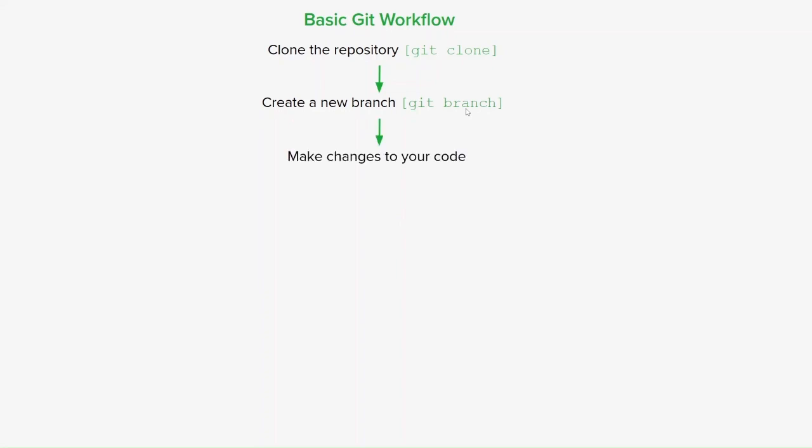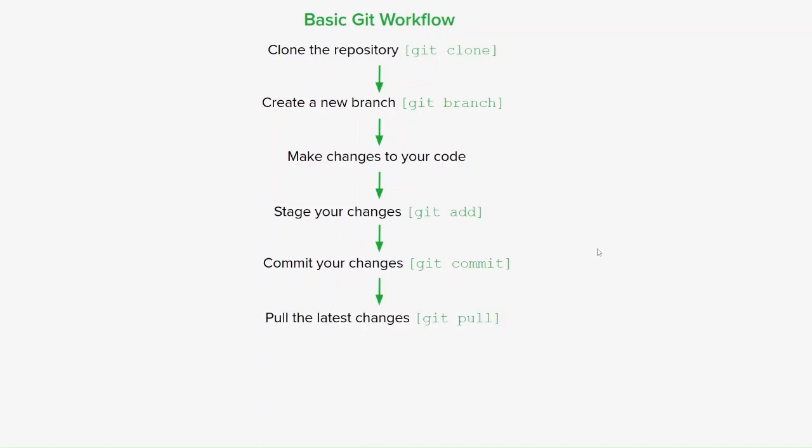Next, you want to make changes to your code, whatever changes you need to make. And then you want to stage your changes using the git add command. You do this once you're happy with the changes. You need to stage them so that they're ready to be committed. And then you're ready to commit your changes using the git commit command.